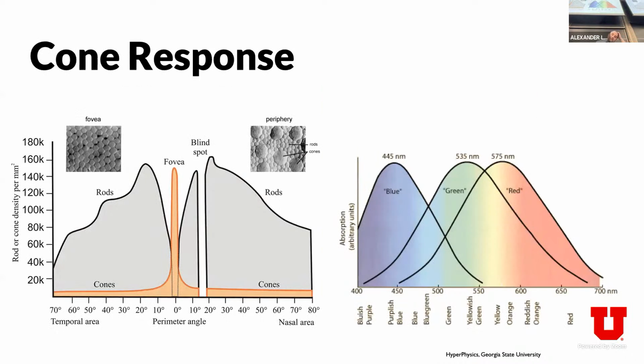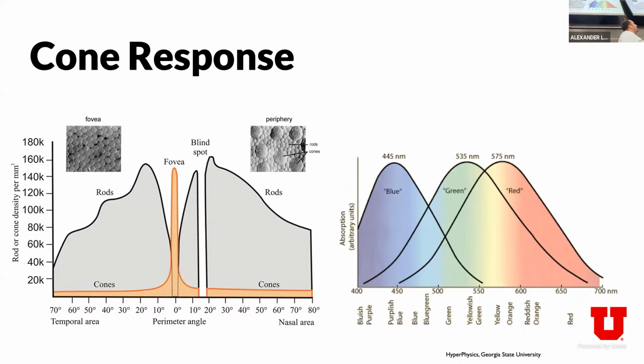And so here's this diagram from earlier, split up into cones and rods. You see that the cones are really very central around the fovea, and the rods are everywhere else, right? And the other thing that is interesting is we have these 3 different types of cones: the ones that are mostly receptive to blue, mostly receptive to green, and mostly receptive to red.